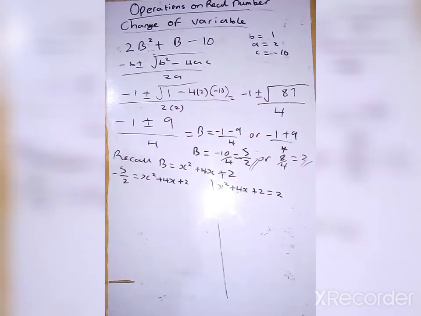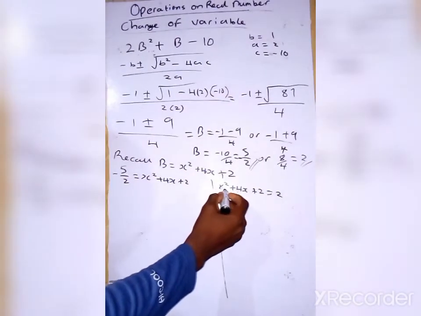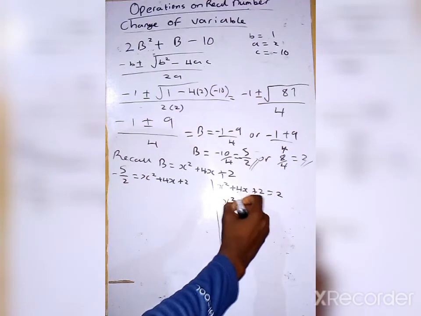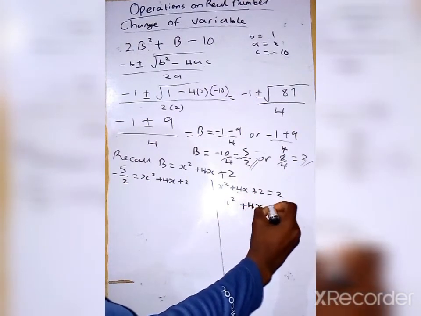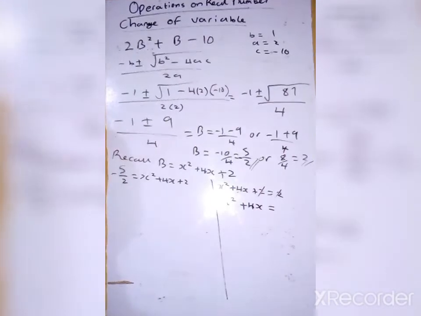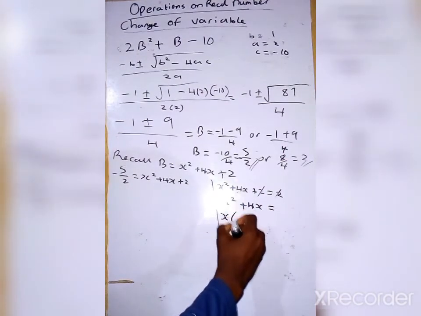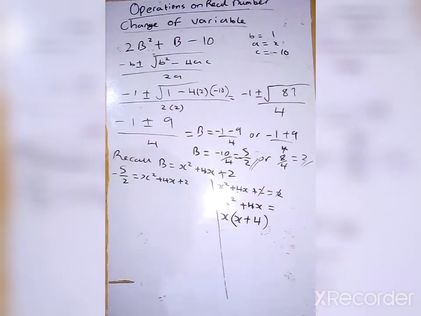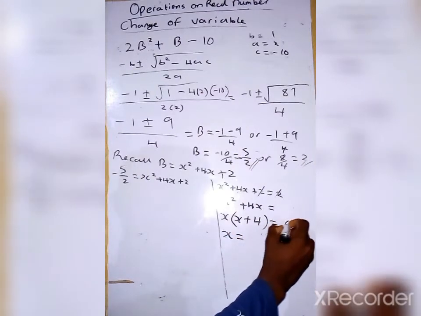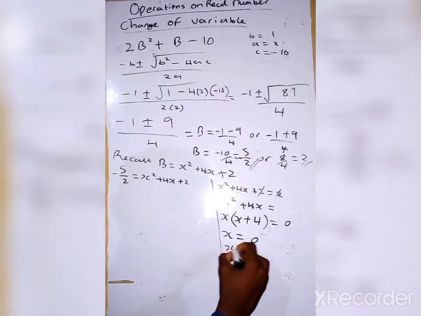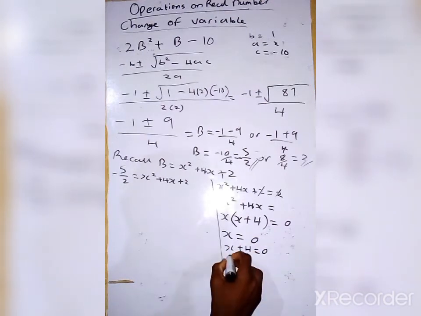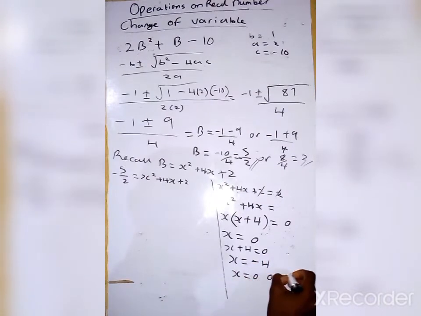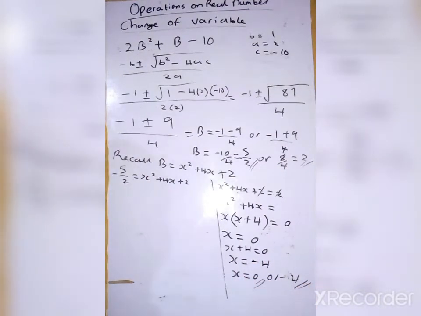Instead of getting one value, because the power of x is 2, we have to get 2 values. So let's make this x squared plus 4x equal to 0. Factorizing x out, we have x into bracket x plus 4. By expanding this, we get this back. So we can say that x equals 0 or x plus 4 equals 0, so x equals minus 4. So we already have 2 values of x here: 0 or minus 4.